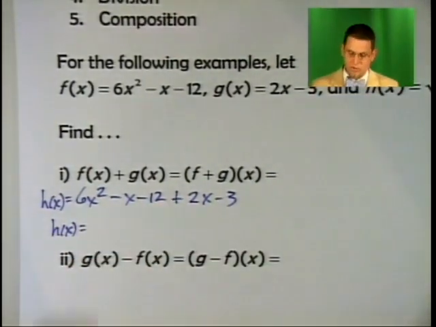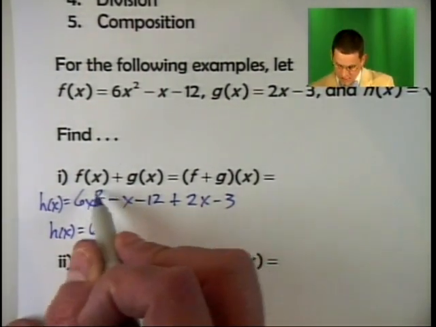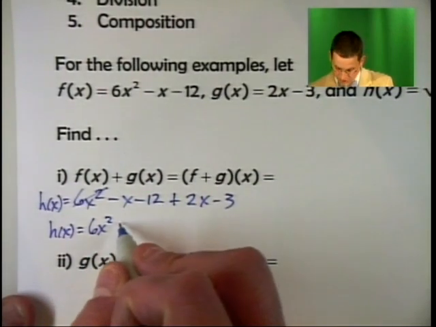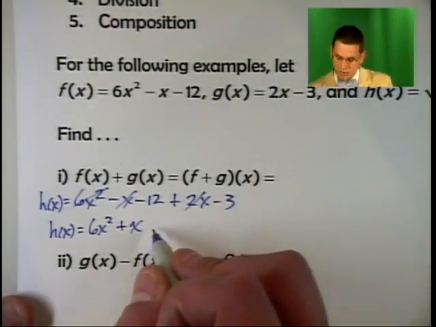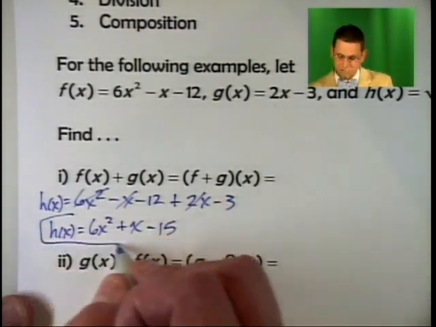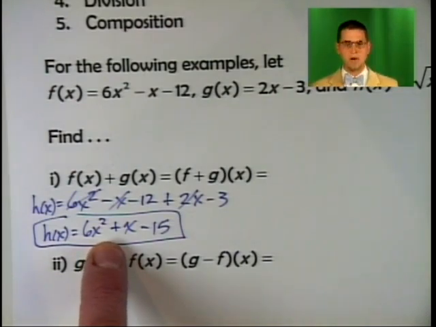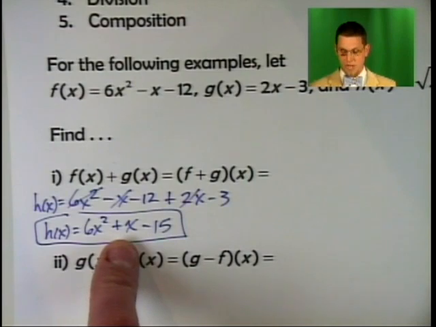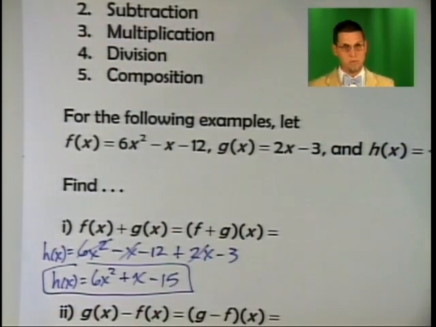And when you do that, you want to write it in descending order of degrees. So I have a 6x squared. If you want to cross it out as you use it, that's good. I have a minus x plus 2x. That's going to give me a positive x, and those are gone. And then you have a negative 12 minus 3, which is a negative 15. So I get another parabola that's 6x squared, but it has a different y-intercept and a different coefficient of x. Okay, so it's a brand new function. I've created a brand new function from combining two of them.